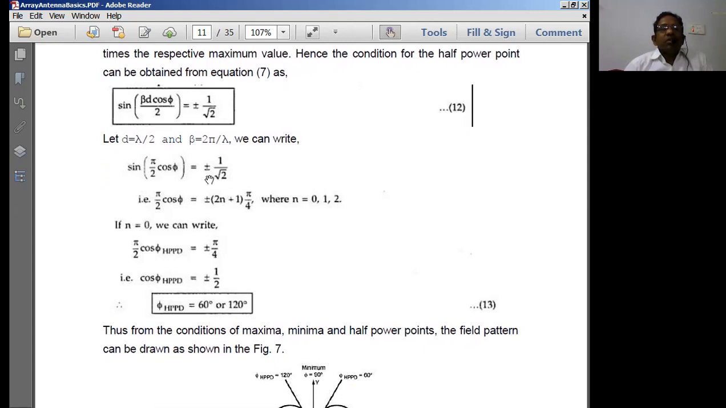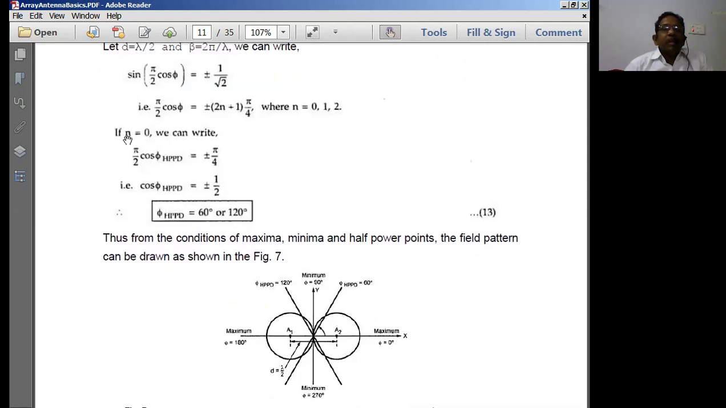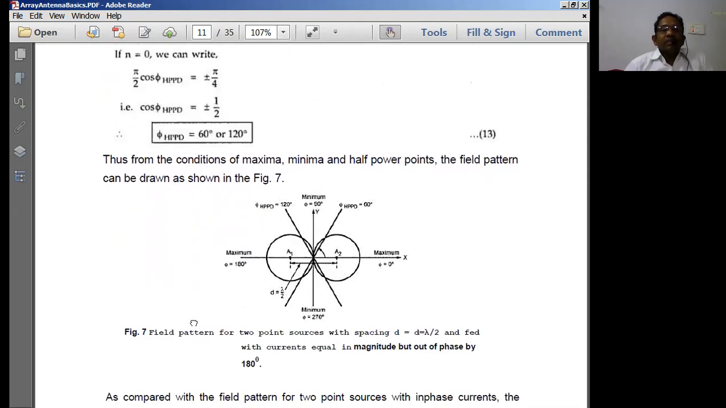So sine of (pi by 2 cos phi) should be plus or minus 1 by root 2. This angle we represent with n, for integer values, as plus or minus (2n plus 1) pi by 4. If n is equal to 0, substituting here, I'll get plus or minus pi by 4. Pi will get cancelled, the 2 goes to 1 by 2. So cos phi is 1 by 2, and phi is cos inverse of 1 by 2. It will be 60 degrees or 120 degrees.